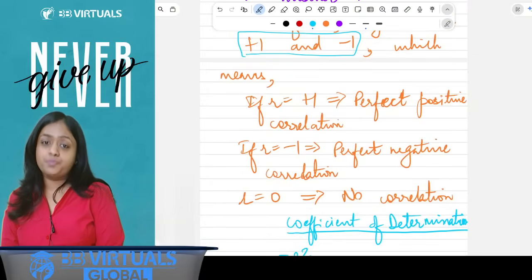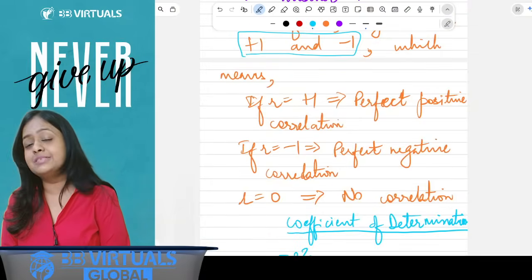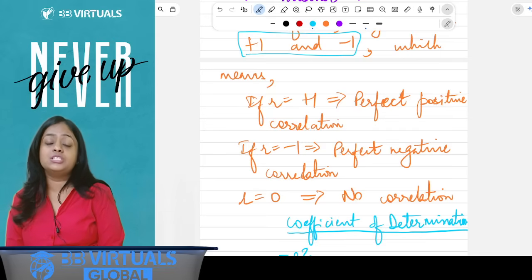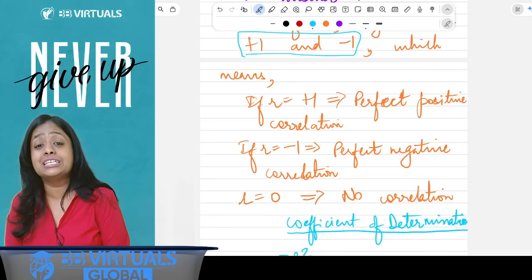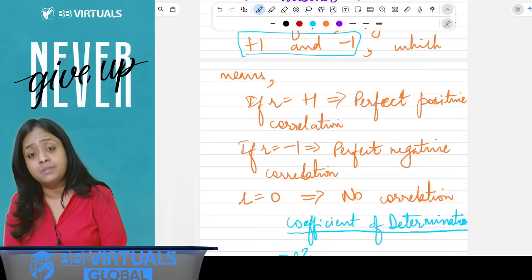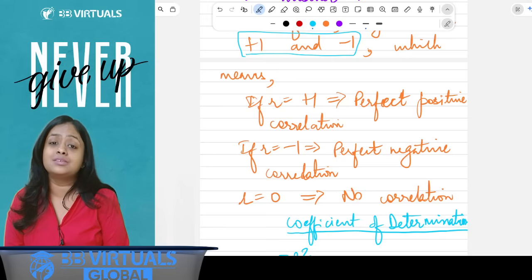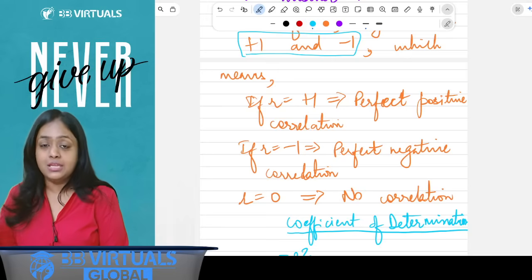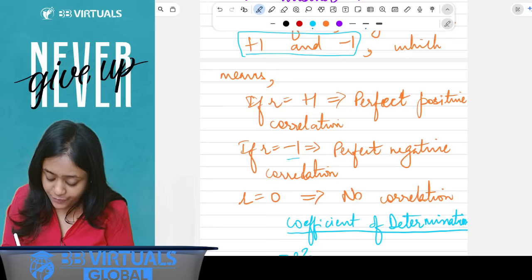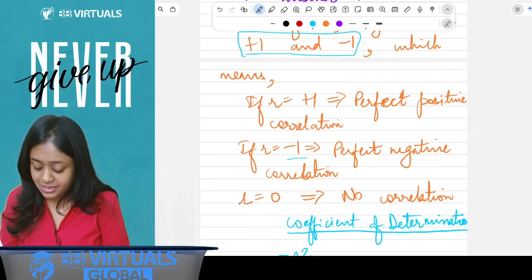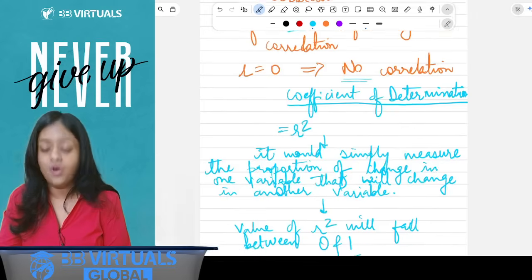If r is +1, then we say it's a perfect positive correlation. It means a change in one variable is bringing exactly the same change in the other variable, in the same direction. When it brings the same change in the other variable but in the opposite direction, then we say r is perfectly -1. r equal to 0 would mean that there is no correlation at all.